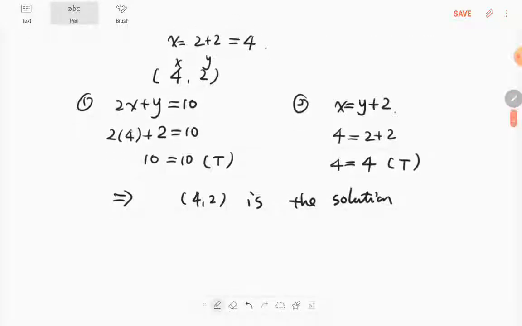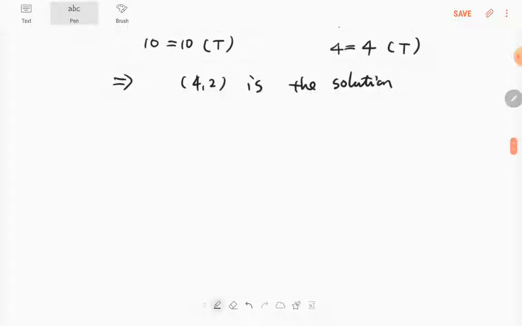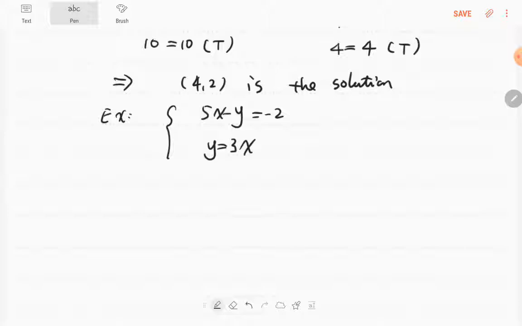Let's check another example. So this time we have these two equations. If we observe these two equations, we will realize maybe this time we will choose to solve for y, because we already have the second equation: y is equal to 3x. So we automatically solve for y, right? We already solved for y.